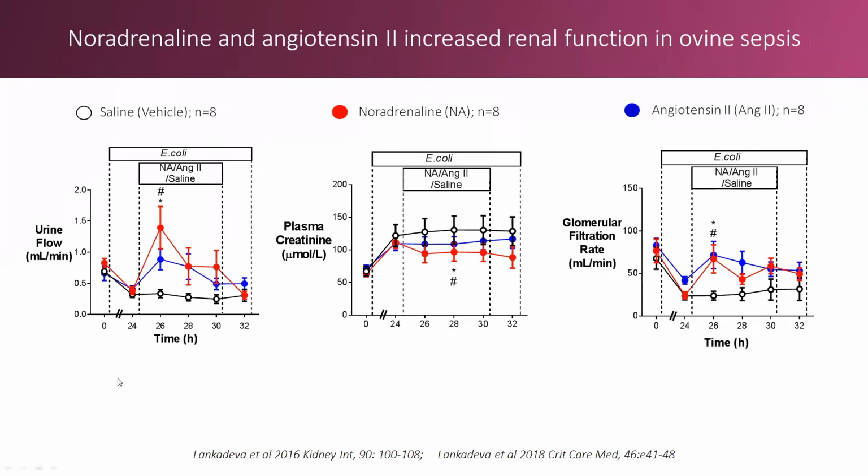Moving on to resuscitation, we see that both noradrenaline and angiotensin II significantly increased urine flow, brought about reductions in plasma creatinine, and brought about a transient increase in glomerular filtration rate. So at least looking at the whole kidney level, both these vasopressors appear to be having desirable clinical effects. But what is happening within the kidney? This is where the really interesting results come.